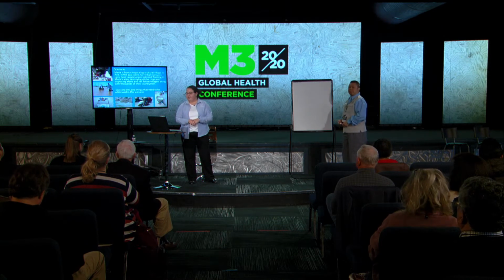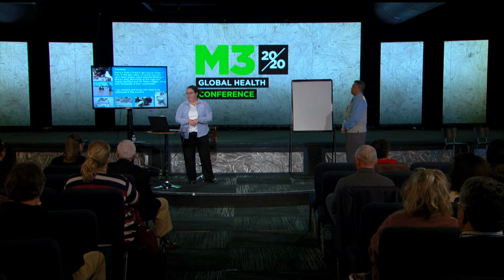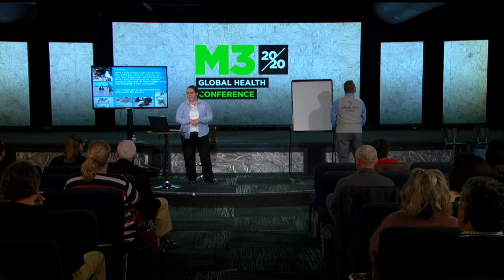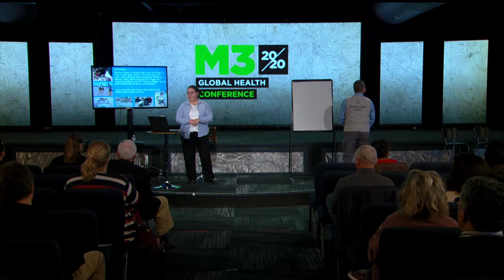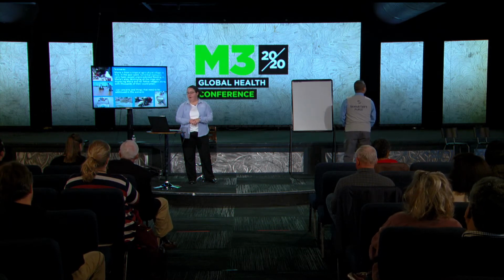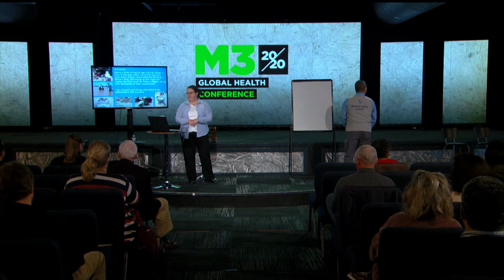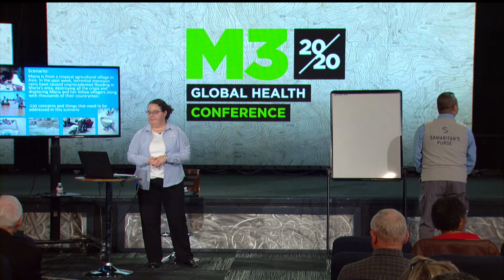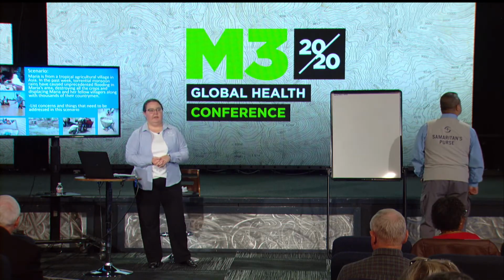So Maria is from a tropical agricultural village in Asia. In the past week, torrential monsoon rains have caused unprecedented flooding in Maria's area, destroying all the crops and displacing Maria and her fellow villagers, along with thousands of their countrymen. What concerns and things do you see that need to be addressed in this scenario?